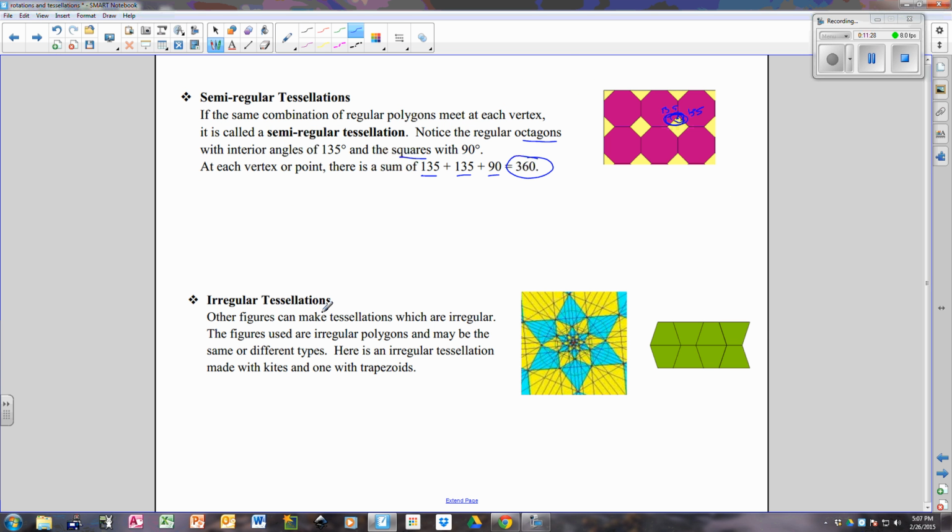In irregular tessellation, this is where other figures can make tessellations, and they're going to be irregular, of course. The figures used are irregular polygons, and they may even be different shapes and sizes. So it's an irregular tessellation. Again, the Texas tessellation that's on the door, that would be an irregular tessellation. The very first image that I used when I introduced tessellations, all those little bright shapes, that would be an irregular tessellation. So tomorrow we'll do lots of practice with this, and I'll see you guys next time.